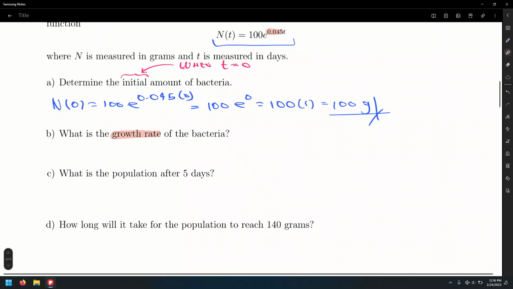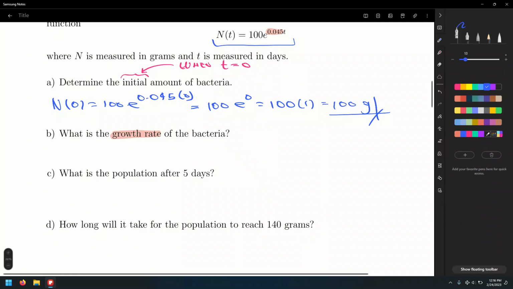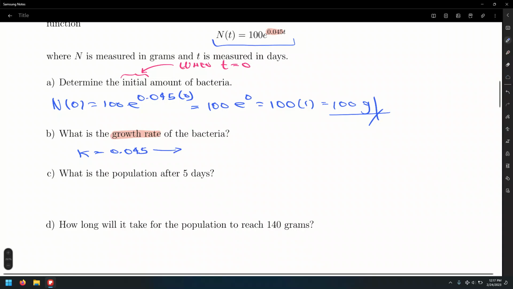And all we have to do is just state that value, k equals 0.045. What does that mean? We still need to interpret this result. Although this is just the decimal number, let's change that to a percentage. So that's 4.5.